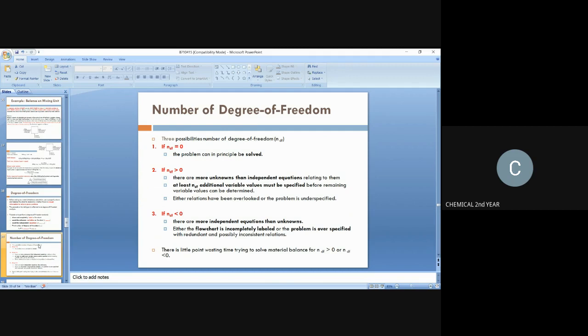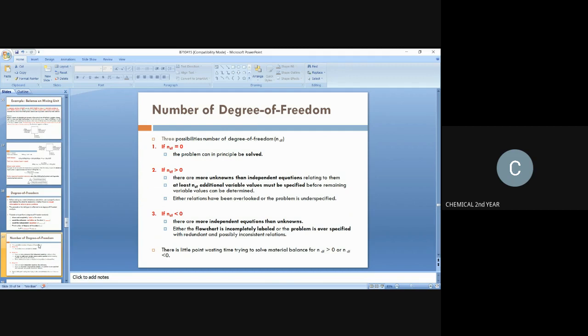And if NDF is greater than 0, there are more unknowns than independent equations relating them. At least NDF additional values must be specified before the remaining variable values can be determined. Either equations have been overlooked or the problem is underspecified.